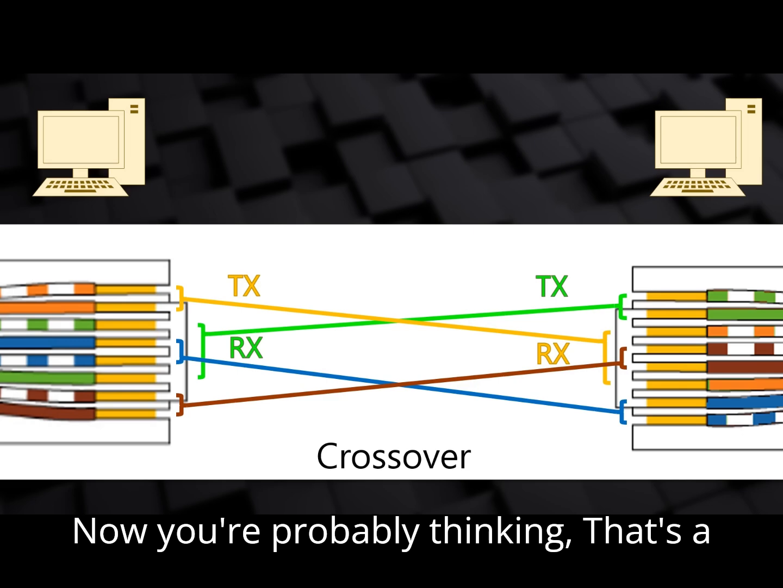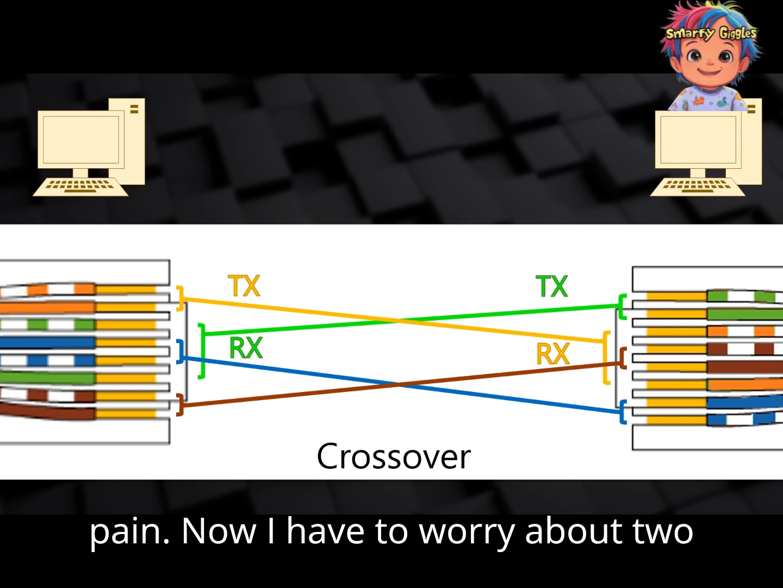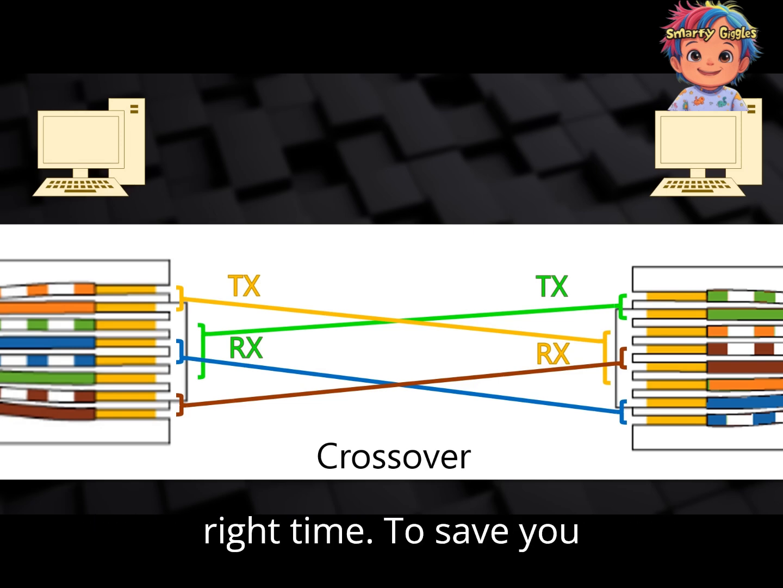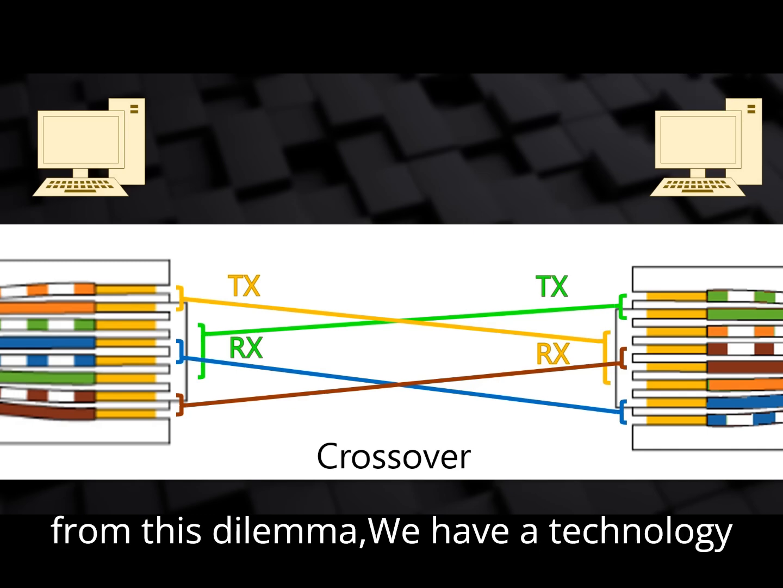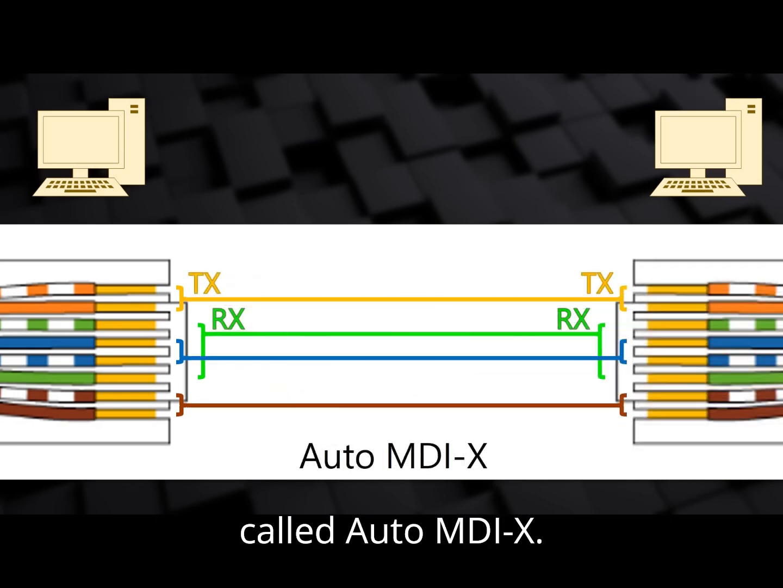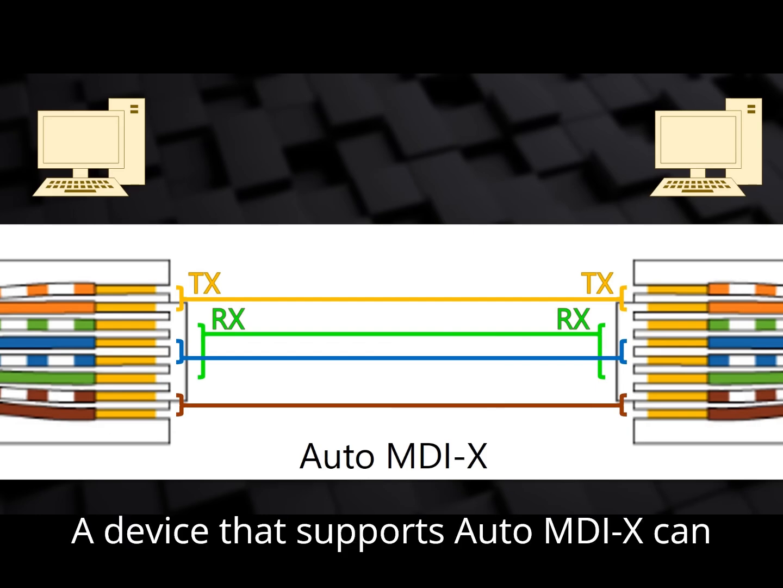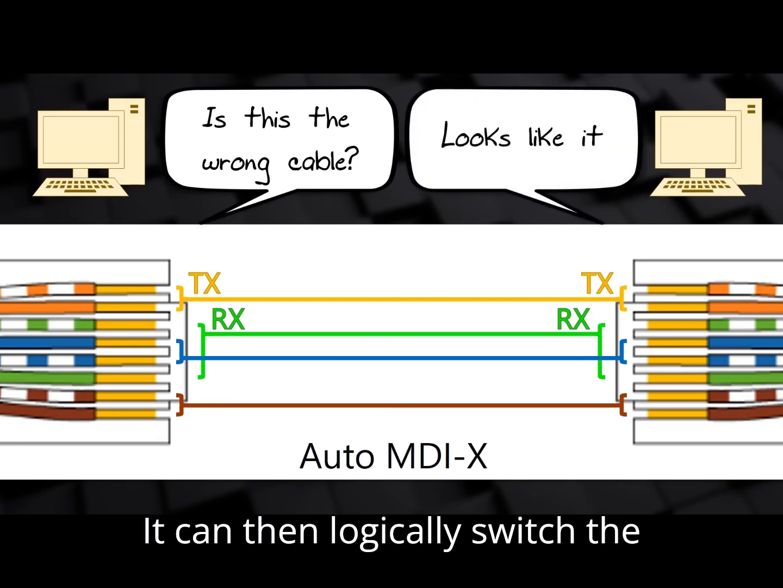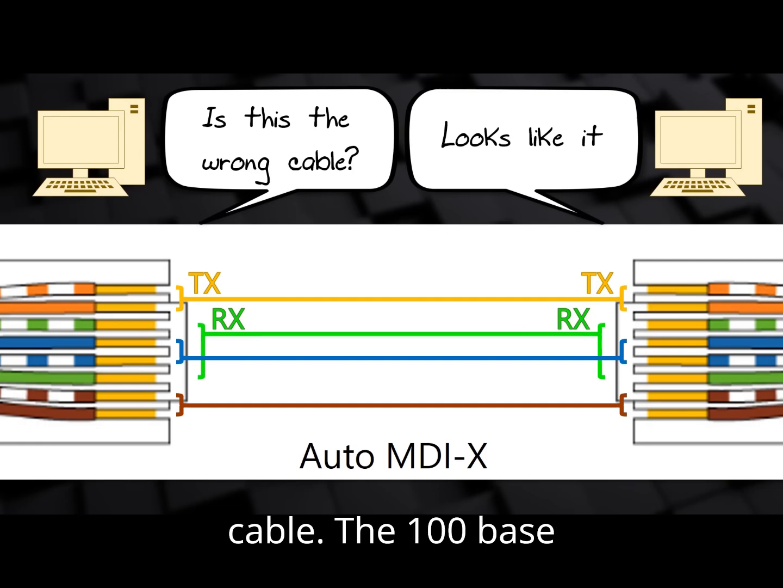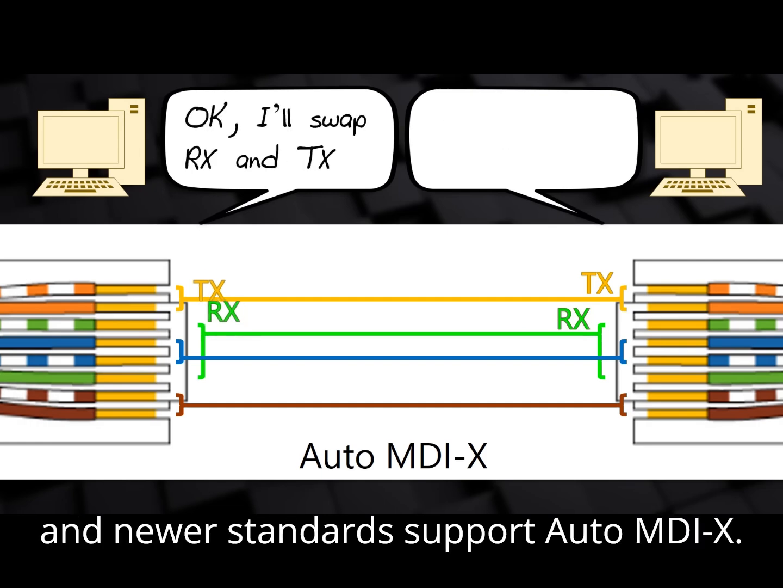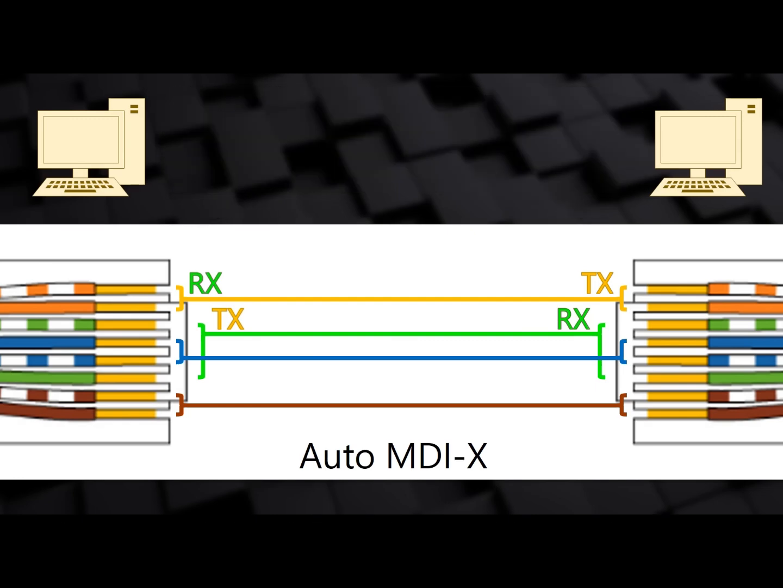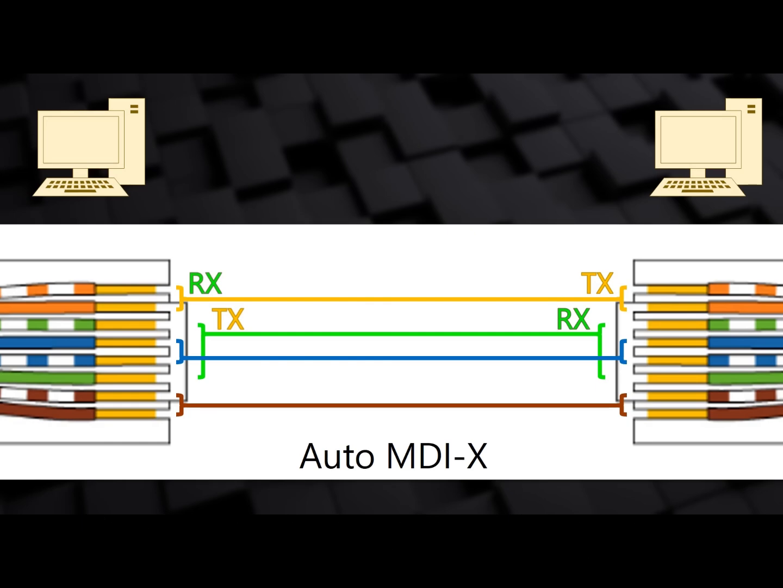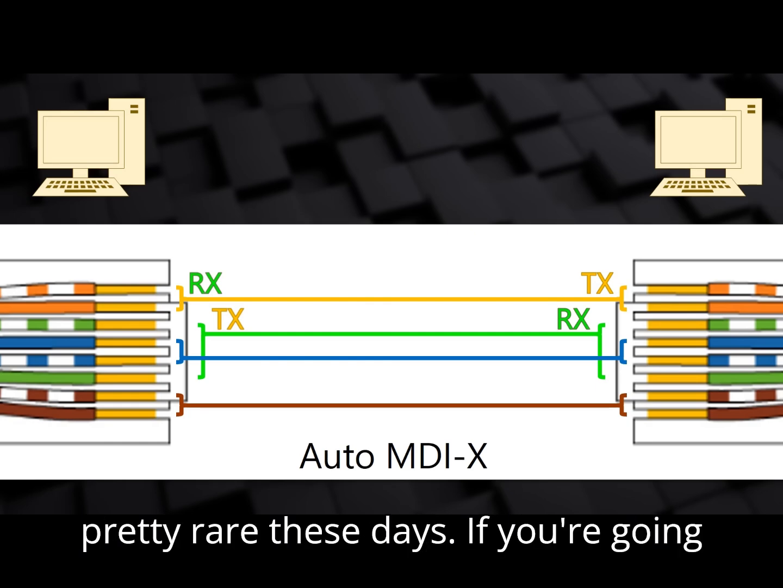Now you're probably thinking, that's a pain. Now I have to worry about 2 different kinds of Ethernet cables and making sure I use the right one at the right time. To save you from this dilemma, we have a technology called Auto MDIX. A device that supports Auto MDIX can detect if the wrong cable is used. It can then logically switch the functions of the pins so they match the cable. The 100BASE and newer standards support Auto MDI-X. So in the real world, you don't have to think too hard about the cable you use. In fact, crossover cables are getting pretty rare these days.